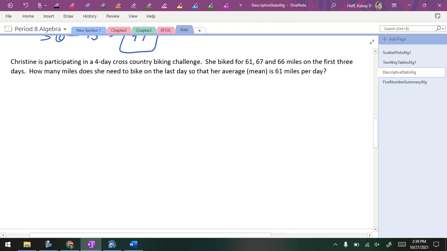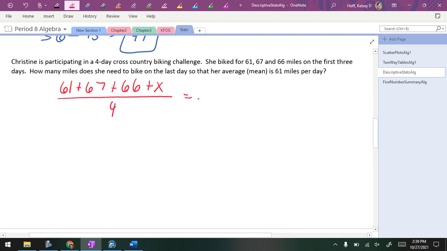Now, how did you guys tell me to calculate average? We add them all up and divide by how many there are. Okay, so what should we be adding up? 61, 67, 66, and x. And then we're going to divide that by 4, and that equals 61. If I add them all up and divide by how many there are, I'm supposed to get 61.